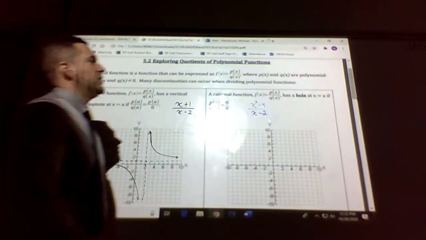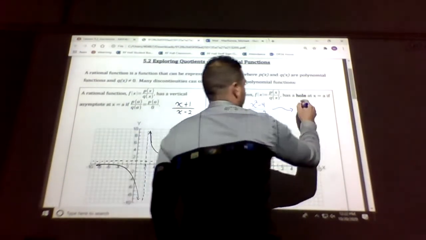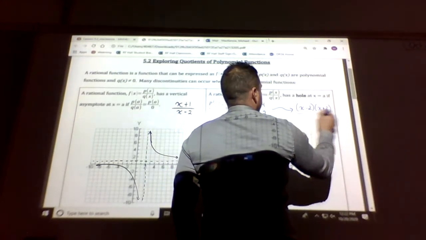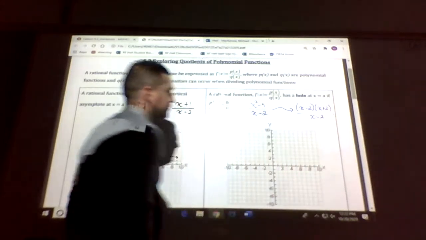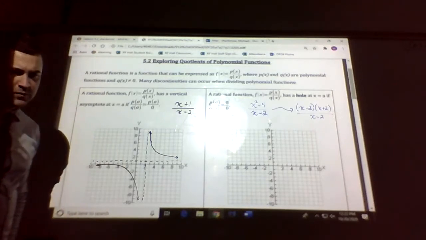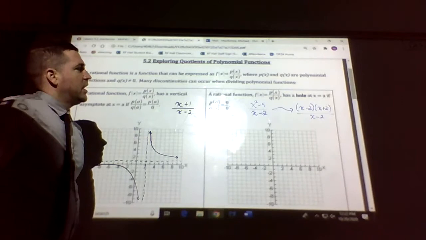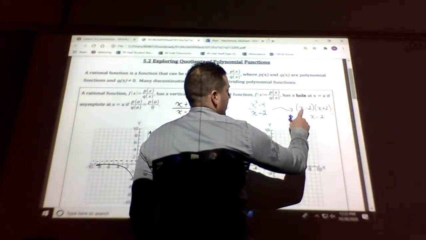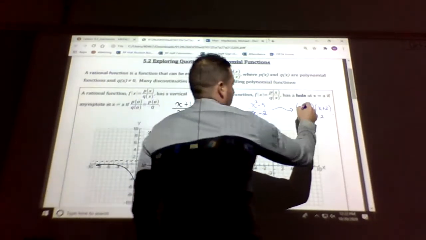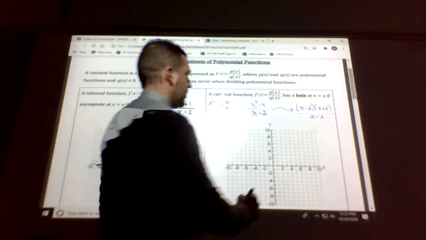An easier way to do this one is to factor wherever possible. So factor the numerator: x minus 2 and x plus 2. So this one has a hole. This makes it easier to look at, so we could plug a 0 and 0 into here. So this would end up crossing off. So we end up getting a graph that looks like this.